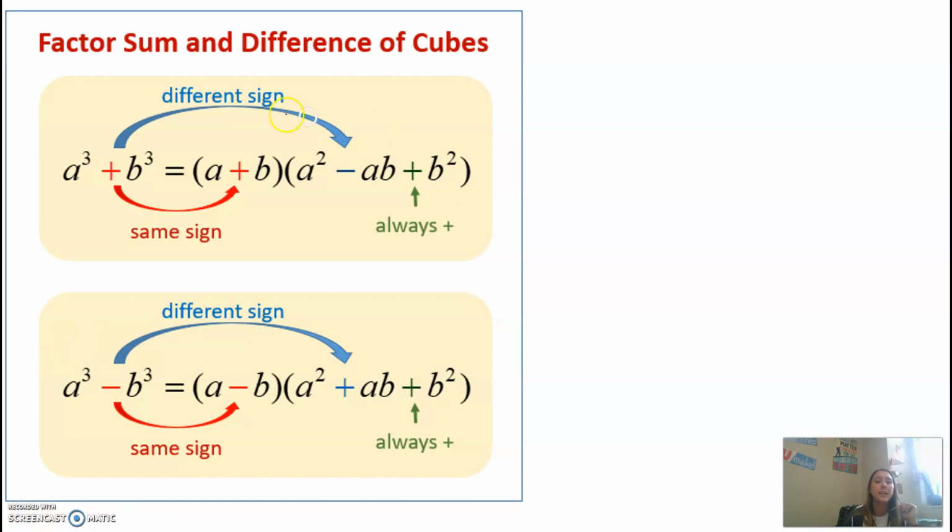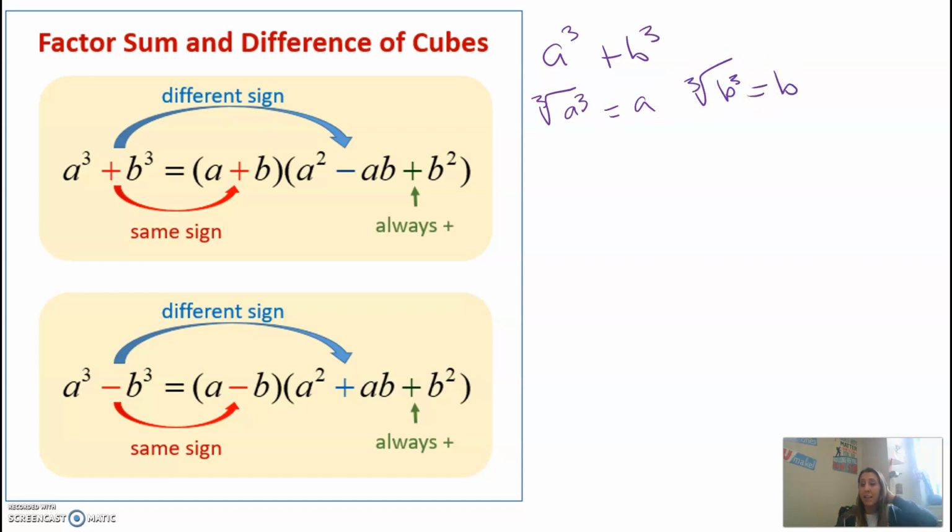Okay, so when we are looking at a sum of perfect cubes, notice that the first term is a perfect cube, the second term is a perfect cube. It doesn't matter if it's a plus or a minus sign. If they're both cubes, then we are going to be able to do either a sum or difference. So if we're looking at a cubed plus b cubed, then I want to find the cube root of a cubed. Well, that's going to be equal to a. And the cube root of b cubed is going to be equal to b.